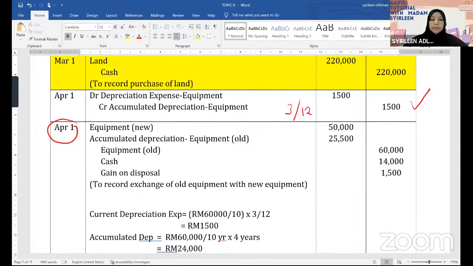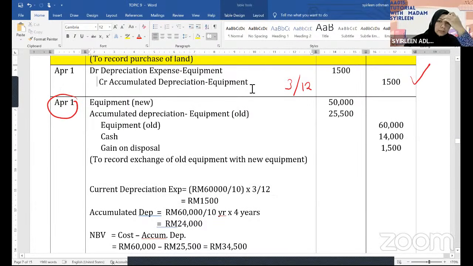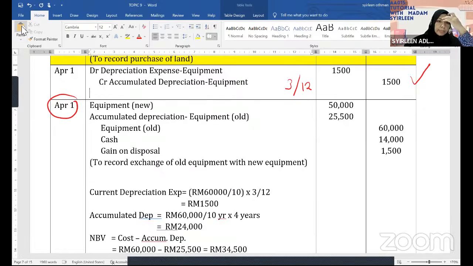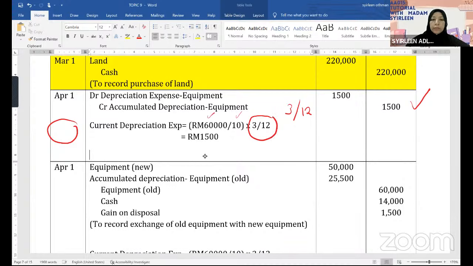Okay. Untuk kira depreciation tahun semasa, okay, this is how you do the calculations for the current month. Okay. So kita punya asset tadi yang kita nak dispose, nilai dia adalah 60,000. Okay. Divide by 10 years. Alright. And then multiply by 3 upon 12. So you have the amount of 1,500 ringgit. Itu ialah depreciation untuk January hingga March. Okay, and then kita catat.